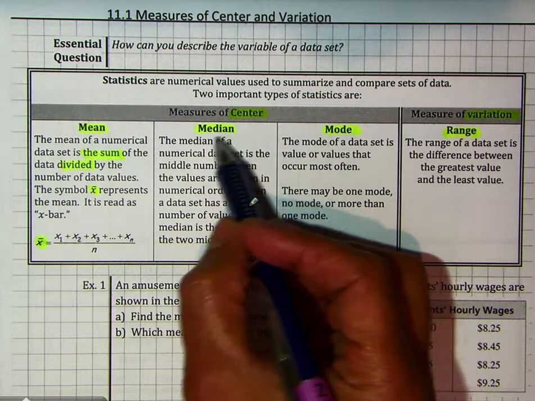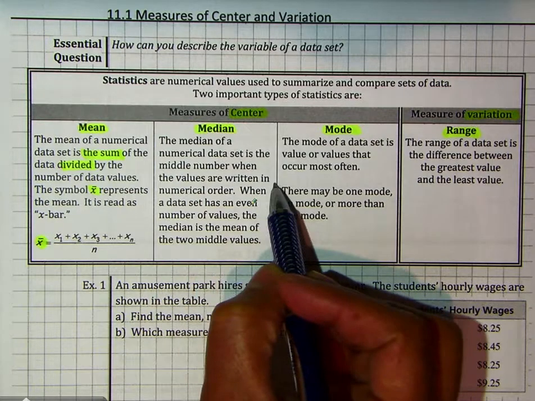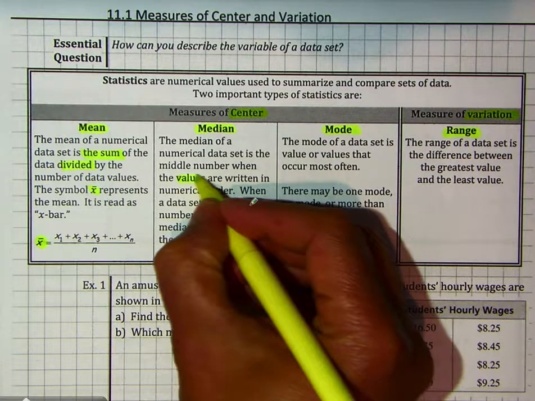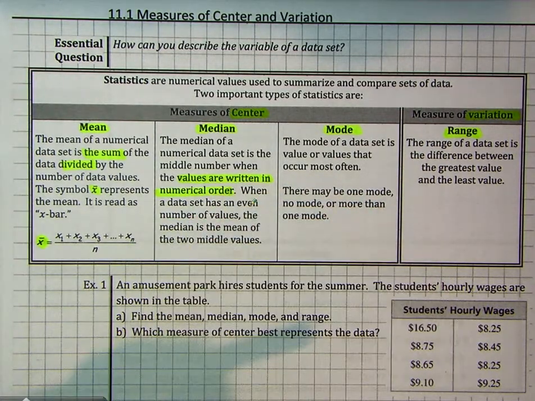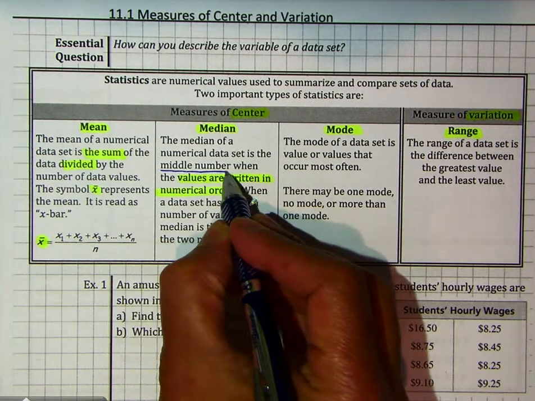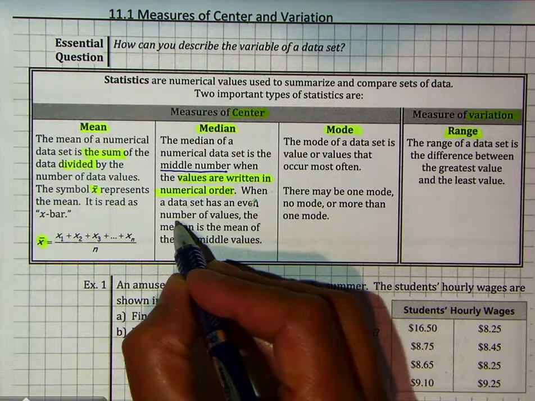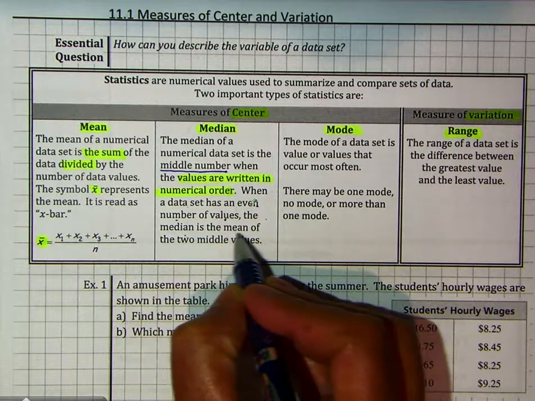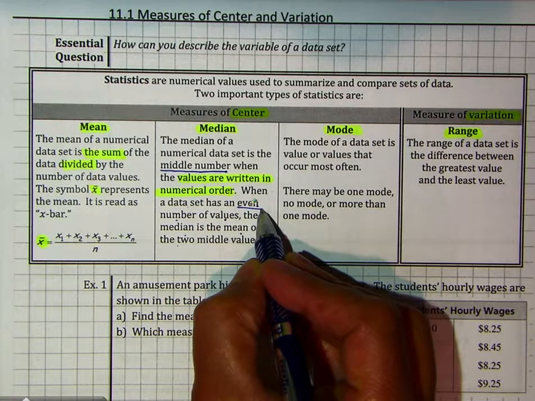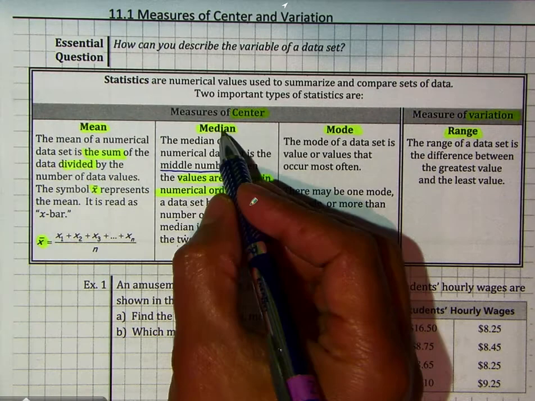The median of a numerical data set is the middle number when the values are written in numerical order. And that is a key thing. You have to make sure that the values are written from the smallest one to the largest. And the middle number is going to be your median. When the data set has an even number of values, the median is the mean of the two middle values. So if you have an even number of values, you're going to take the average or the mean of those two values to find the median.